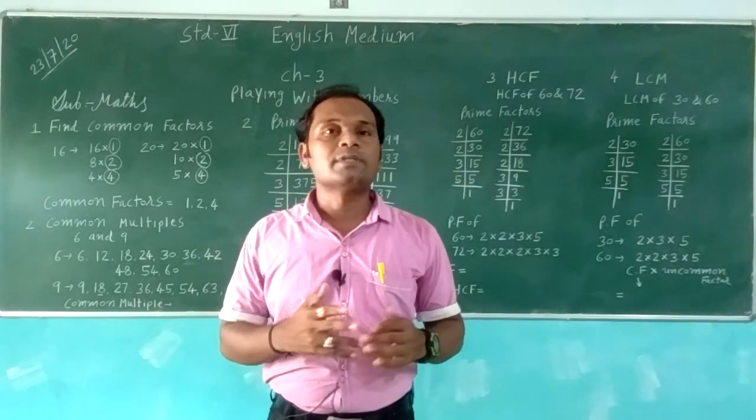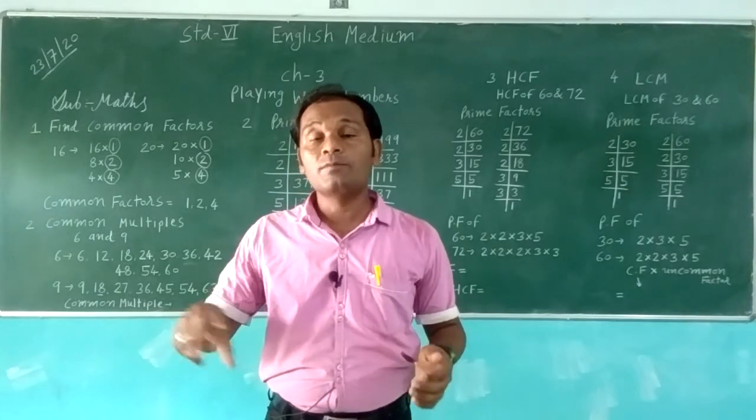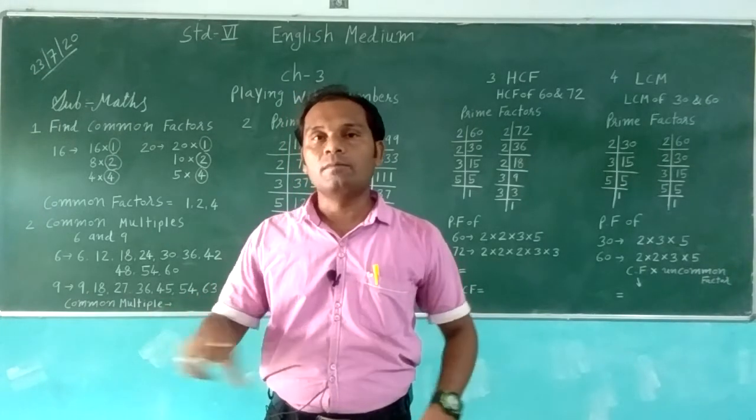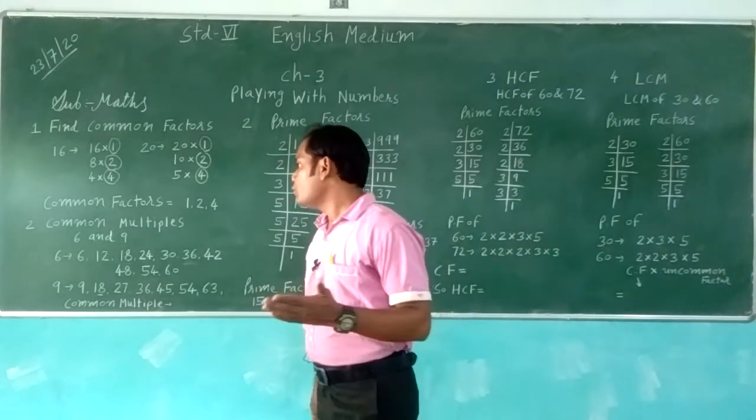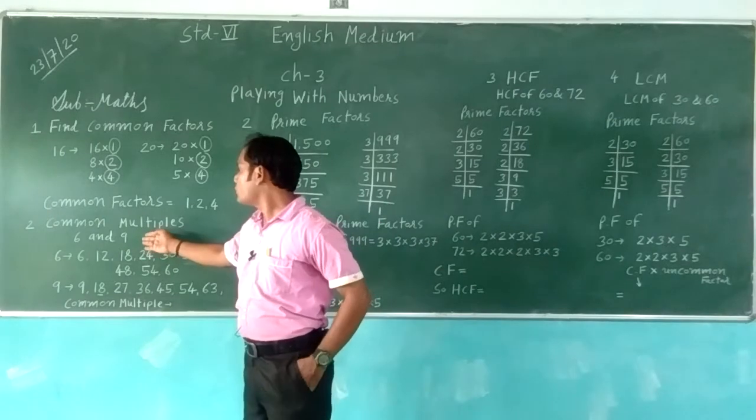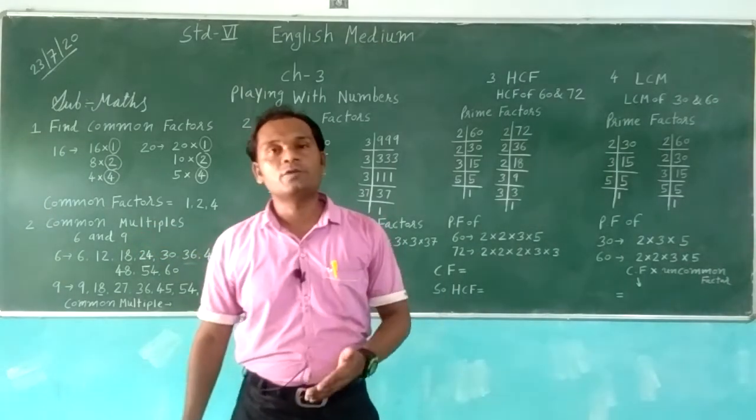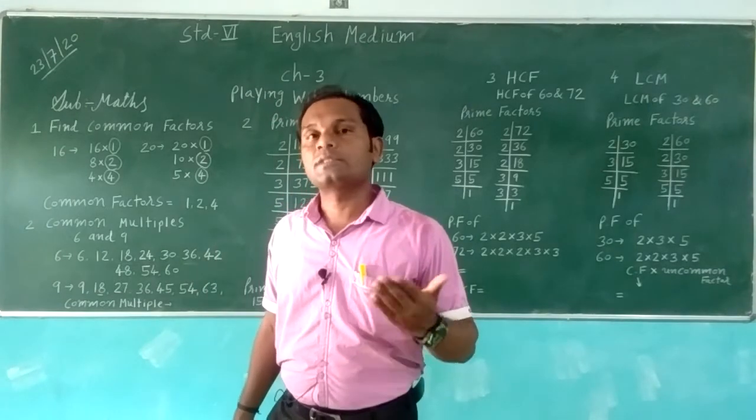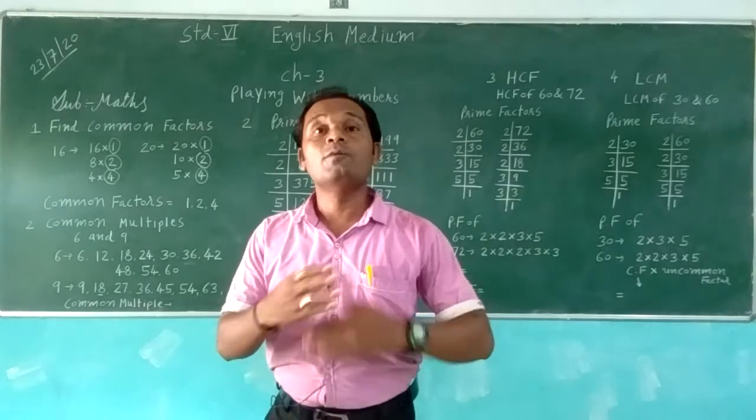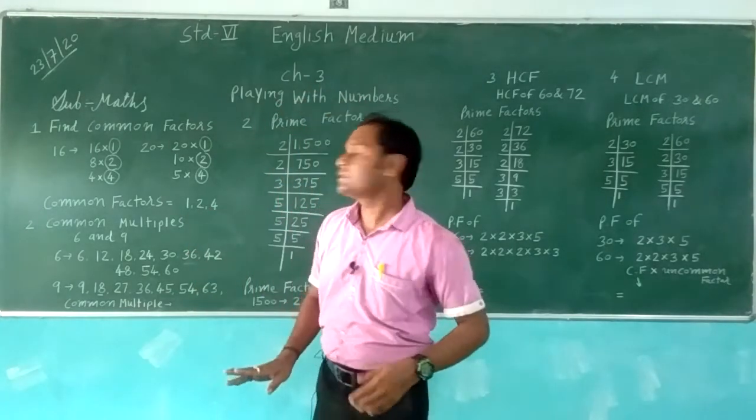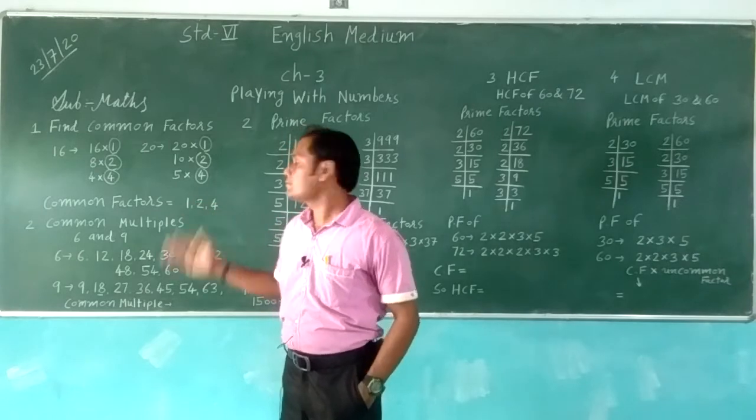For your knowledge, multiples means a table. How that number is multiplying in order, the table is there, that is called multiple. So you can see we have two numbers, 6 and 9. We need to find multiples of first 6, then we'll find multiples of 9, then we will find common multiples. So let's find the multiples of 6.